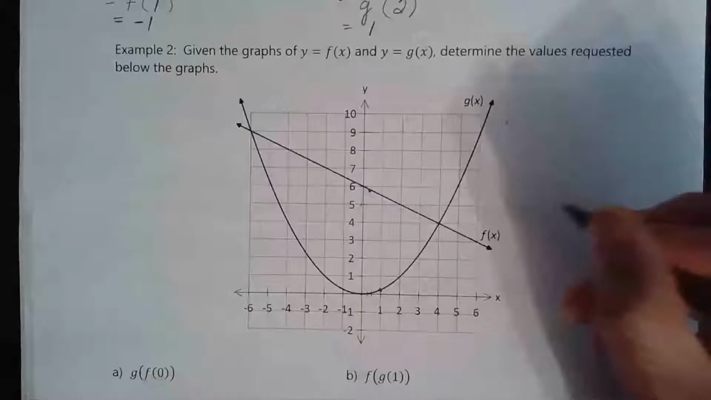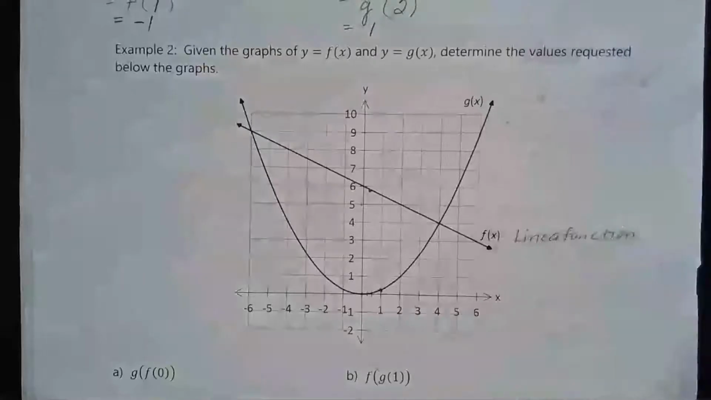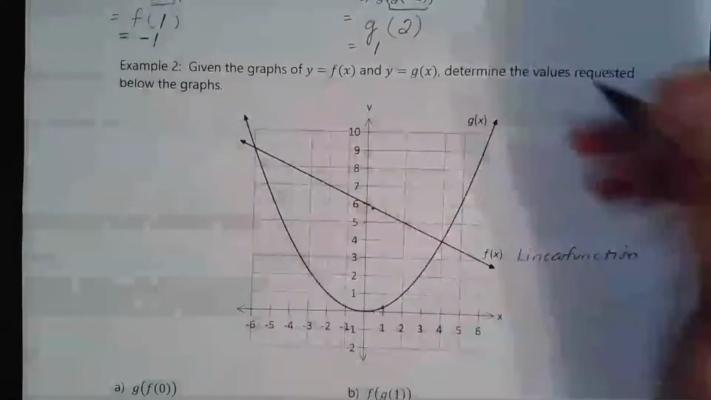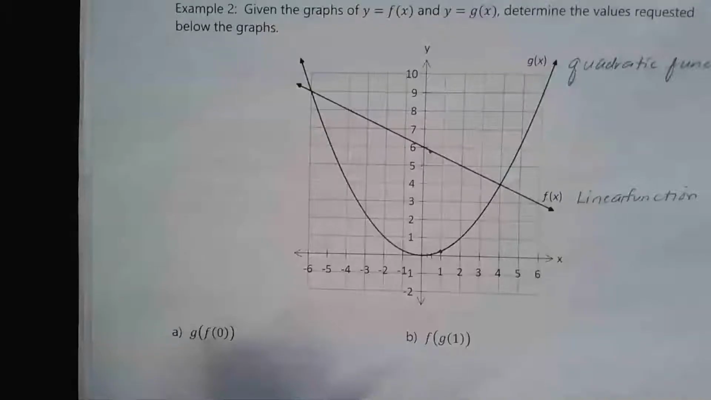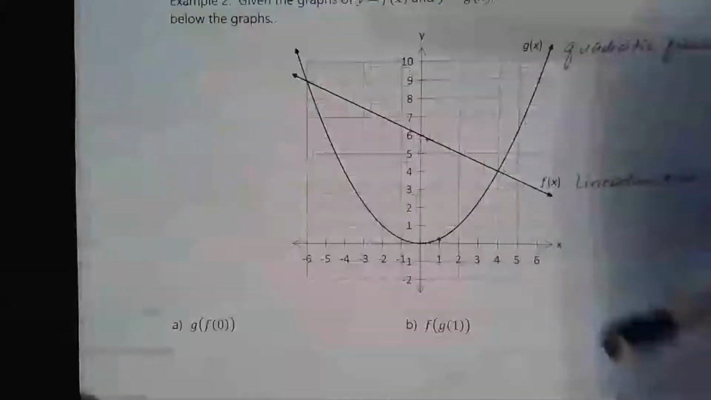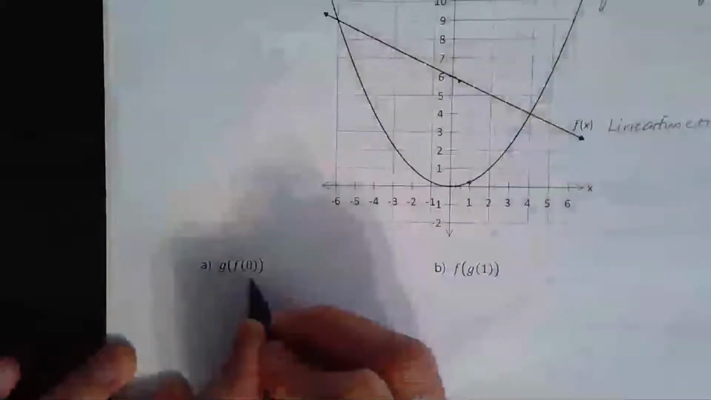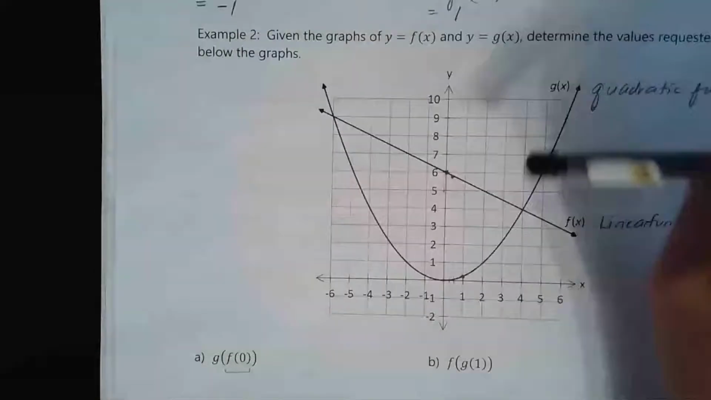Now, let's go ahead with f of g of x. Determine the values requested below. In this part, we know that f of x is a linear function and g of x is a quadratic function. We're going to use the graphs to figure out and evaluate the composite function. So starting off again from inside out, f of 0.